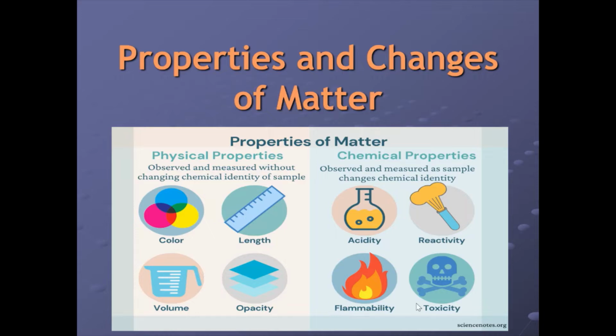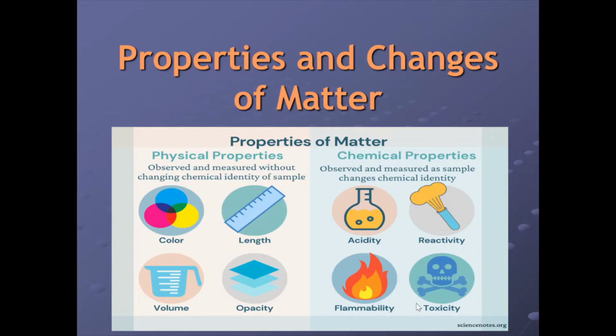Same thing with volume, right? How much space something takes up. And then opacity is basically how much something is see through, right? So if it is very opaque, then you really can't see through it. If it's less opaque, then you can see through it. Kind of like a window is opaque, right? It has a lot of opacity.